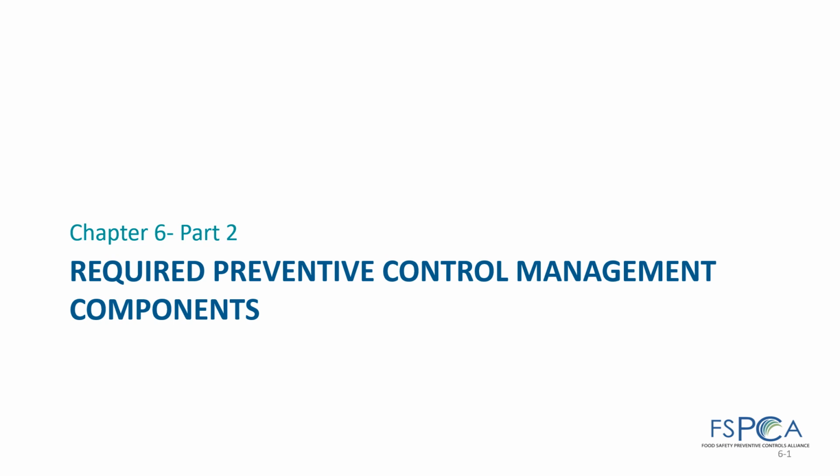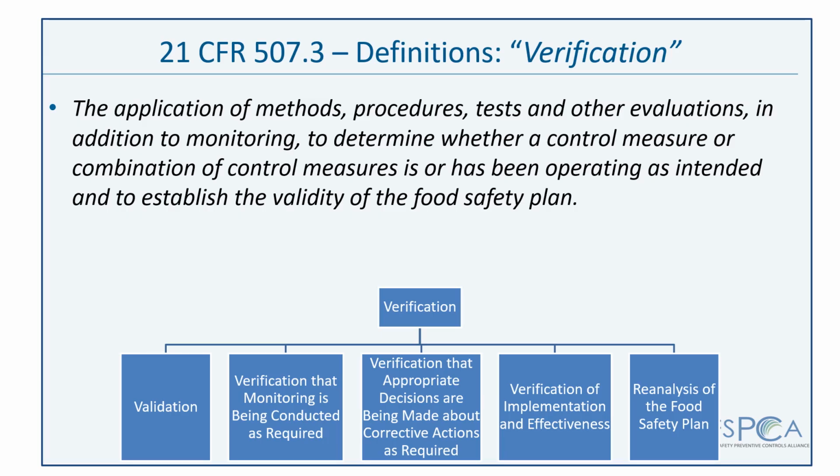In part 1, we tackled monitoring and corrective actions. And then if you think about the beginning of that part, we looked at the bullet points of those 3 management components, and the third one was verification. So that's what we're going to tackle in this part, and we'll also look at some examples of how these management components play out in the food safety plan. So first of all, let's take a look at the definition of verification under this rule.